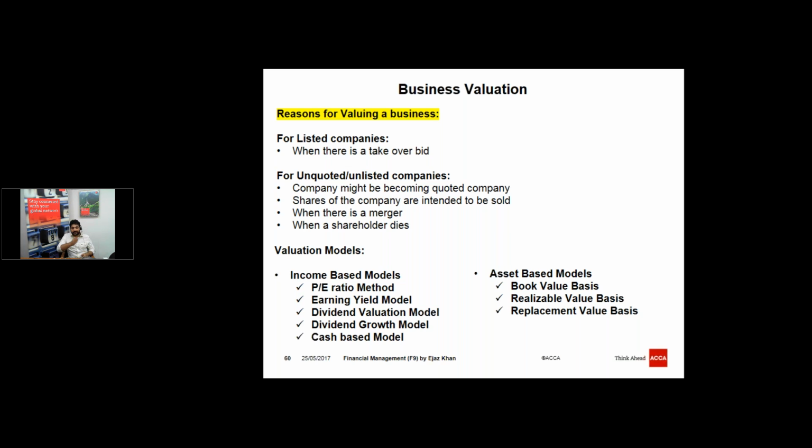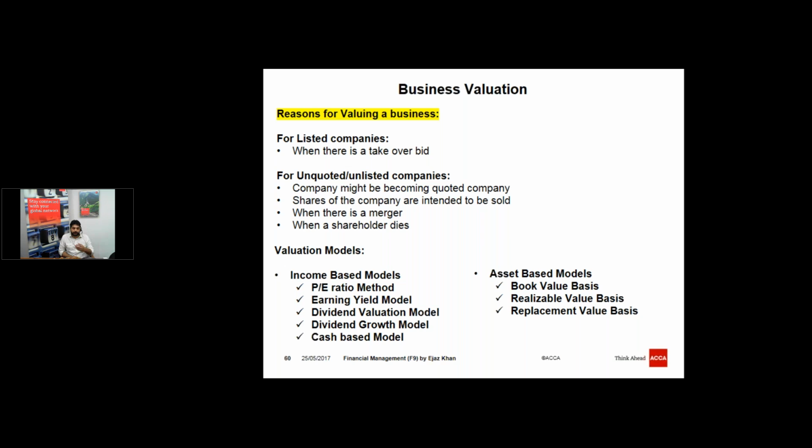And I will take the market values of every asset wherever possible and just add them together to get the total value of assets, and then I will subtract the values of the debts from it to get the value of the equity. This is called the realizable value method. And even this method is not used for every company.